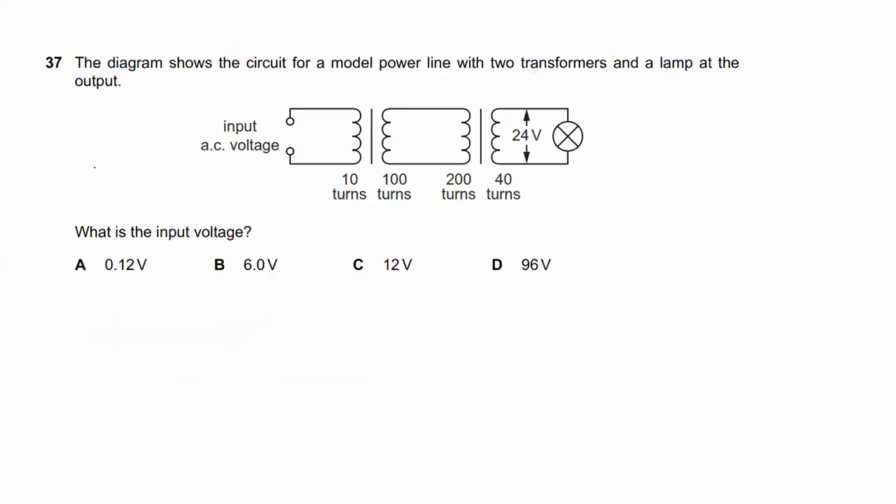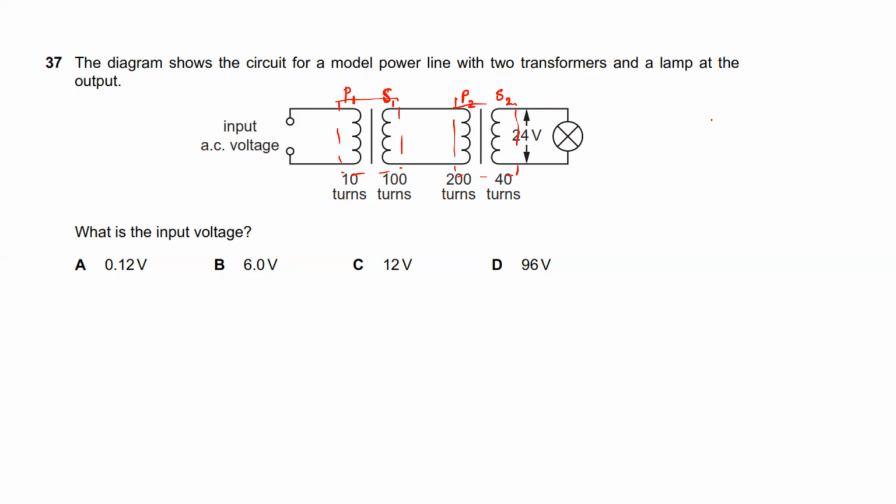Next question, question number 37. It says the diagram shows the circuit for a model power line with two transformers and a lamp at the output. What is the input voltage? So let's see what we have here. So we have a transformer. For this set, say this is the secondary side, this is the primary side. Similarly, for this set, this is the secondary of the first, and this is the primary of the first. So this is the primary of the second. This is the secondary of the second.